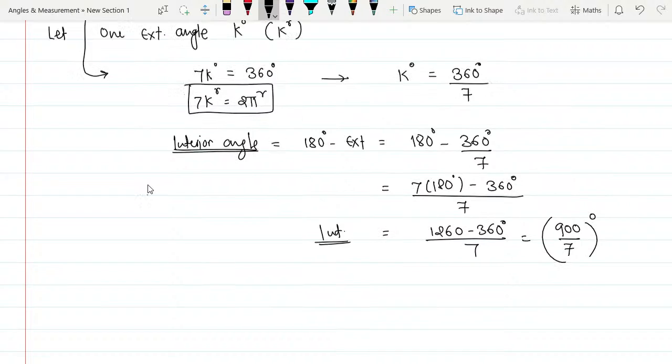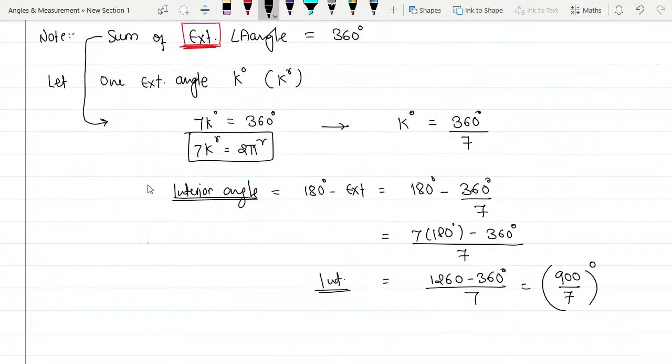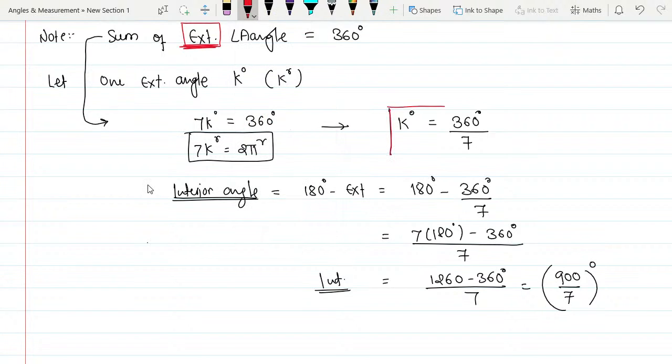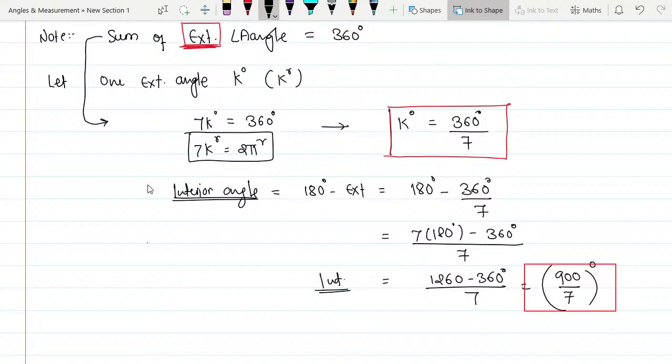So the answers for this question are: the first exterior angle is 360 upon 7 degrees, and this is the interior angle. So the first part is done here. We have converted the angles into degrees. Now it's your turn to get them in radians. Get this in radians and this also in radians and complete this question. I hope you will do this. Yes, everyone? Good. Everyone will do this.